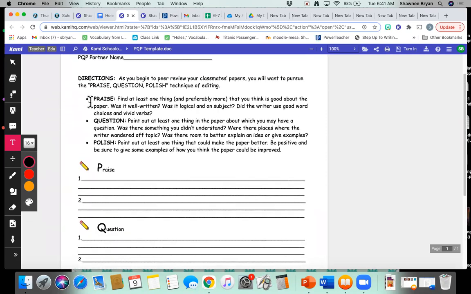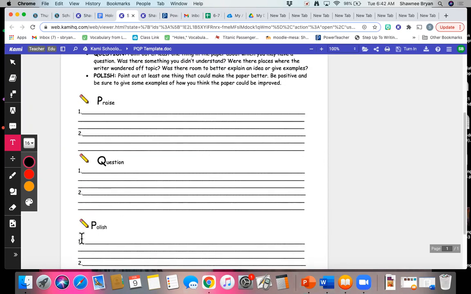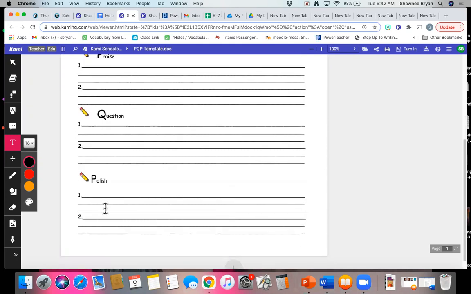So the first part, praise, they are going to find one thing that they think is good about the paper. Question, point out at least one thing in the paper on which they might have a question, maybe something like, I didn't see any figurative language. And the final thing, polish, point out at least one thing that could make the paper better. Their polish might be, you need to add an additional 2 sentences to make it to a total of 8. Again, 1 for the first letter, 1 for the second.